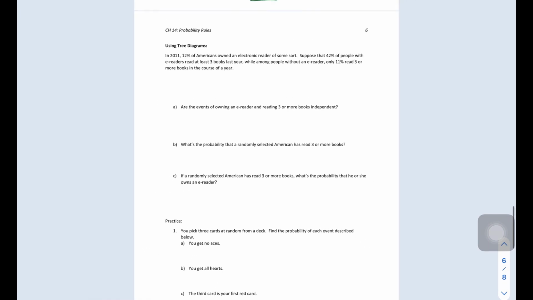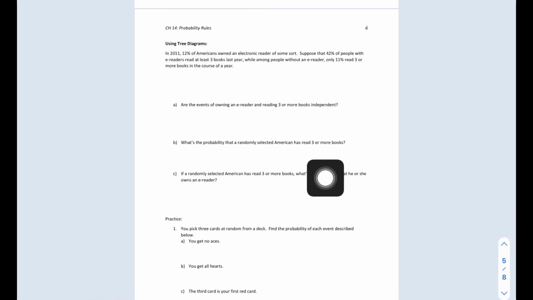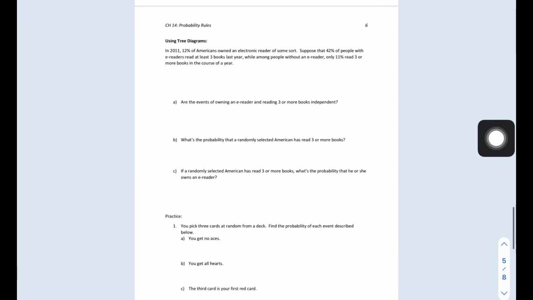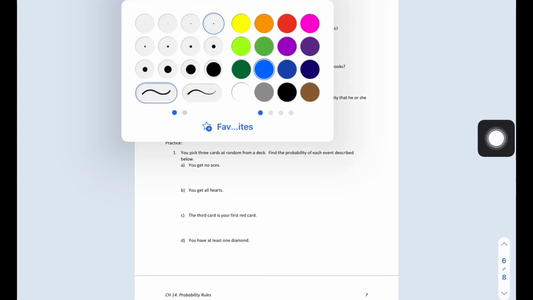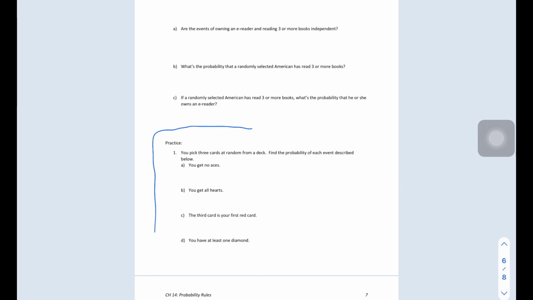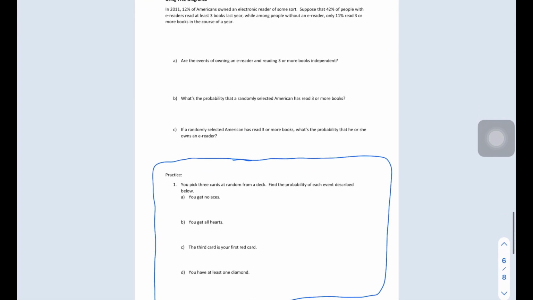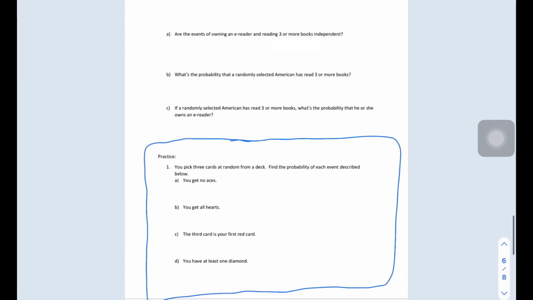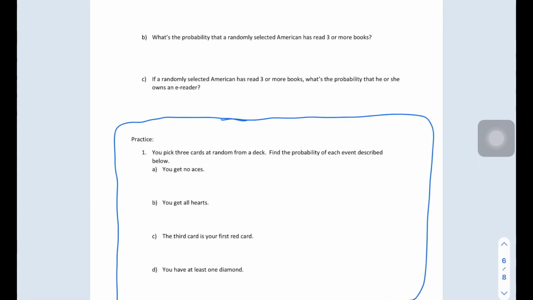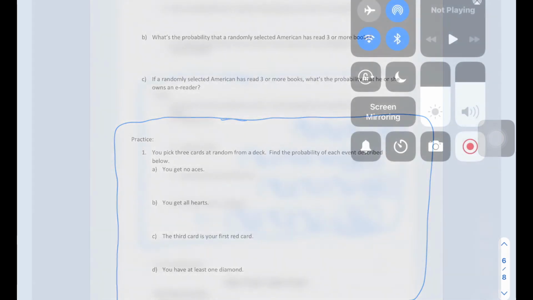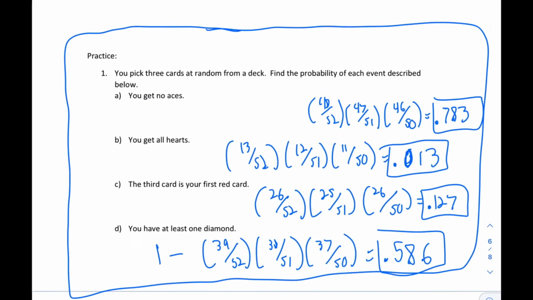Okay, I would say the tree diagrams we will save for another day. What I would like you guys to do is this practice on page 6 towards the bottom there. I am going to give you the answers to these problems, and then you guys can check your work. And here are the answers.